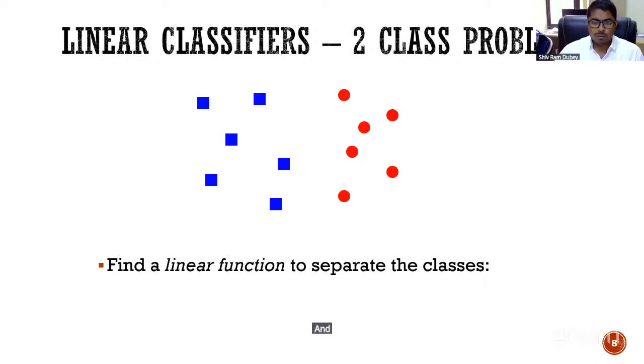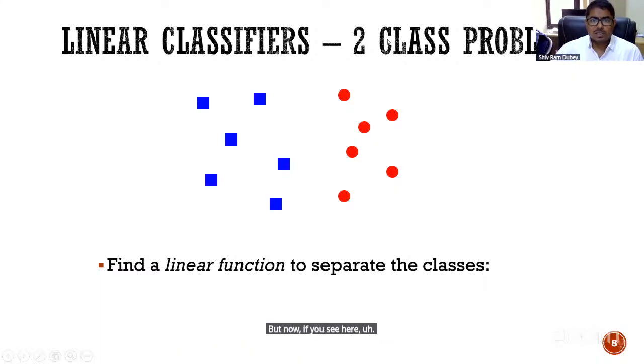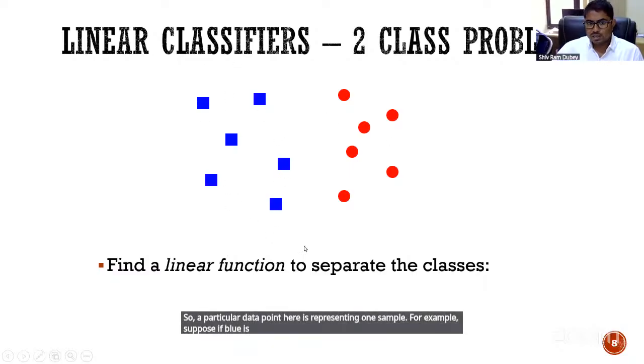And we would like to find this prediction function f such that these samples are categorized into one of the classes. Now in this particular slide, we are showing some data points in two different colors, blue and red. So what is the meaning of that? A particular data point here represents one sample. For example, suppose blue denotes the cat category and red denotes the dog category, then one data point in blue represents one sample of the cat.